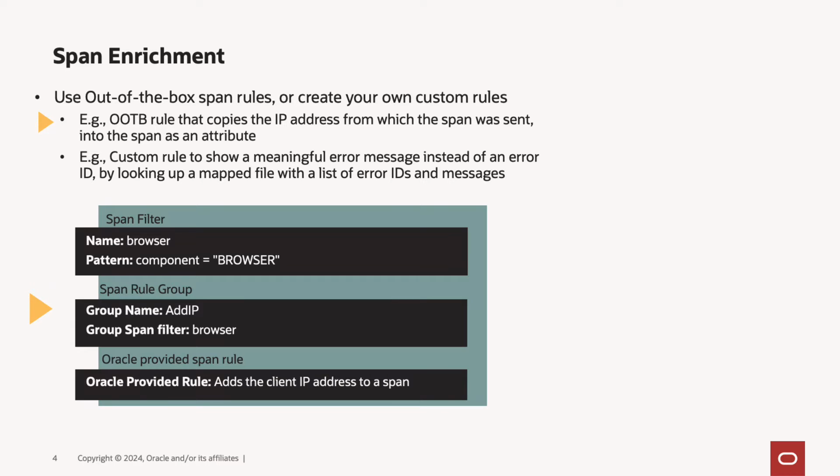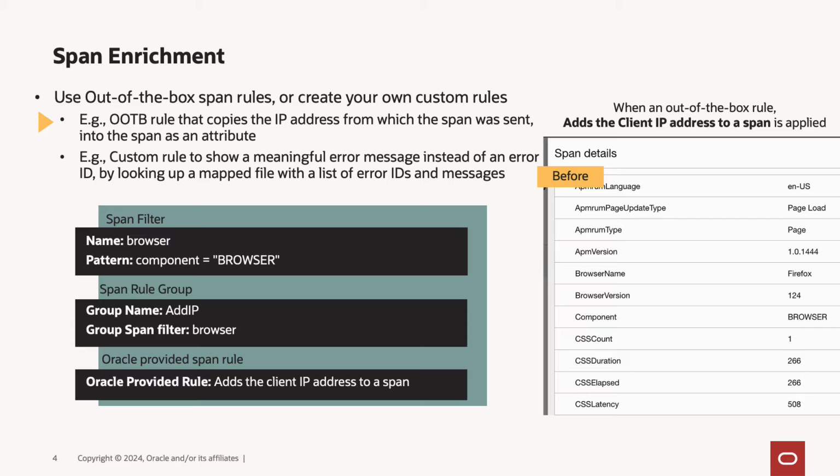Next, create a rule group and specify the span filter name defined in the first step. Finally, create a span rule within the group. In this case, we selected an Oracle-provided span rule, which adds the client IP address to the span.